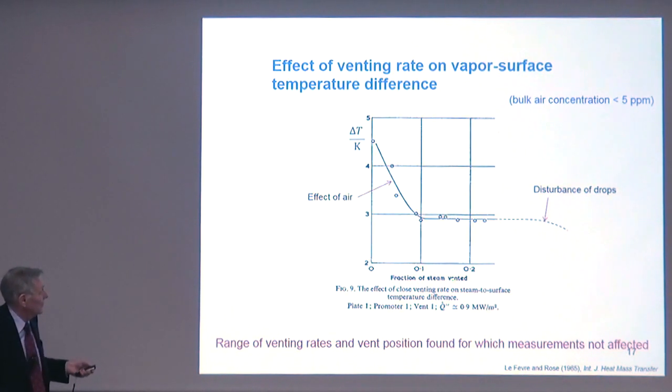This shows the effective venting rate. If you don't vent anything at all, your temperatures are up here. When you start venting more, the temperature difference comes down, and fortunately, you have a horizontal region. If you vent too strongly, you disturb the drops, and the surface temperature goes up, and the delta T goes down. But the important thing is you have a region where your vent is not affecting the result, but it is removing the air boundary layer.